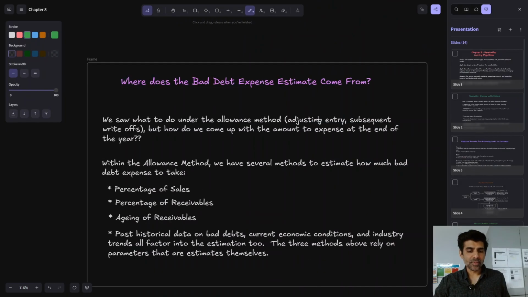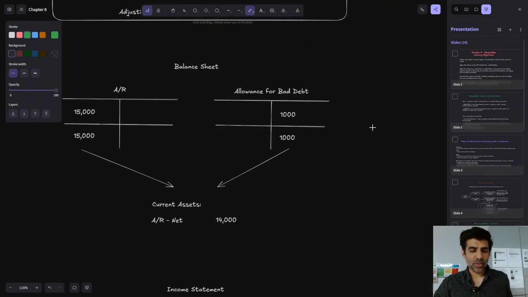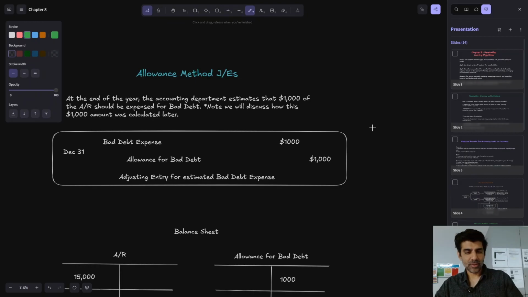Okay, so now where does the bad debt expense estimate come from? So again, we need to figure out what that amount was. We were just told it was $1,000 here, right? We just came up with this number, but where does it come from?